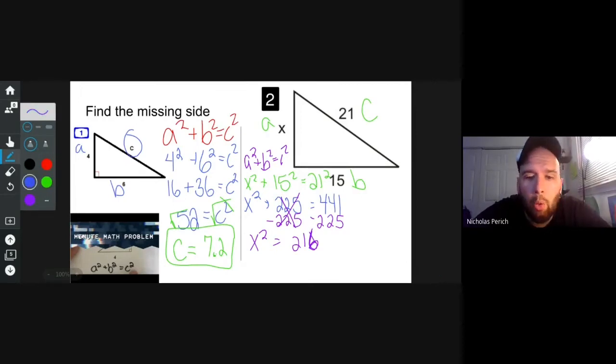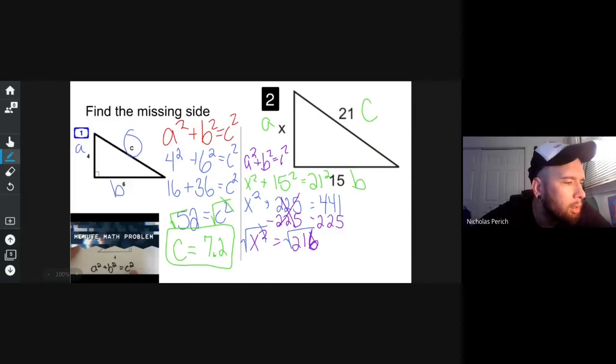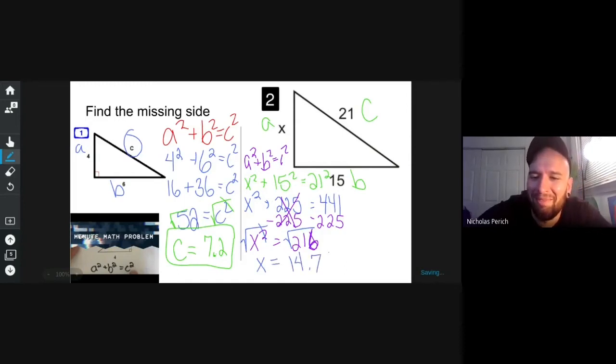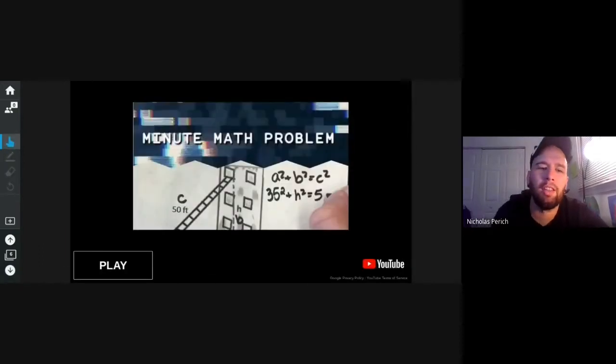Is x all by itself? No. What's in the way? Squared. How do I get rid of squared? Do the opposite, which is square root it. The square root of 216 is not a pretty number. The square root of 216 is approximately 14.6969. I'll just say 14.7. Good job, friends.